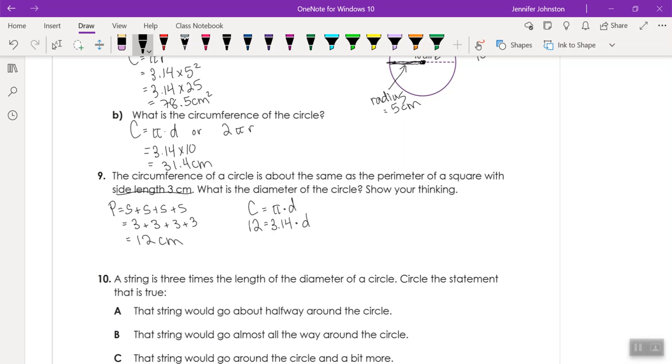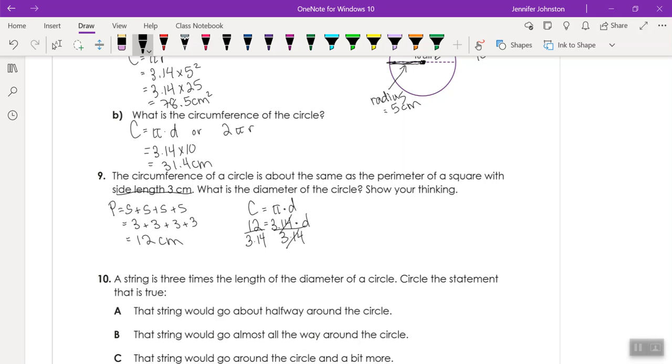All right, so 12 is equal to 3.14 times what? So that means that we have to divide. Since these two are being multiplied, but we're trying to figure out what one of them is, we have to divide it on both sides. And then those will cancel out. So we get 12 divided by 3.14, and it gives us almost around 4, right?